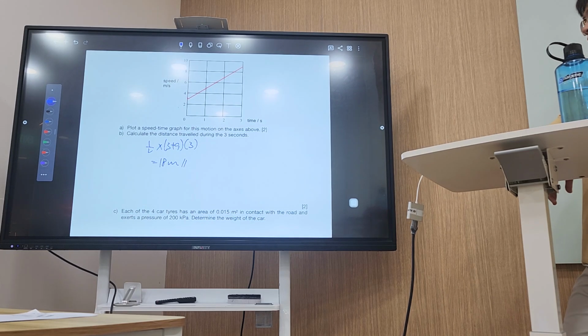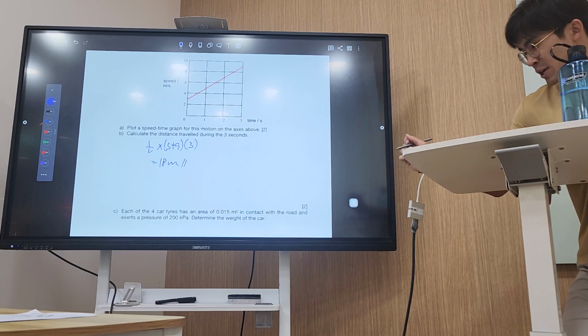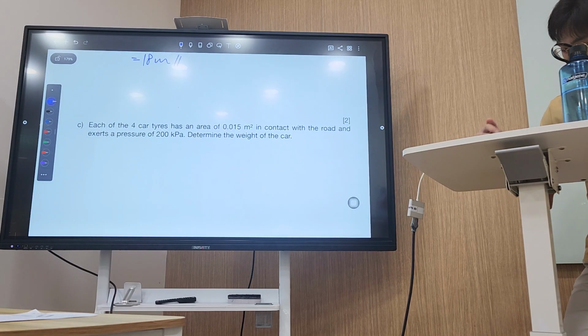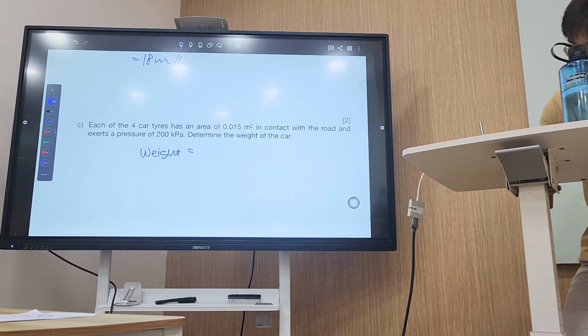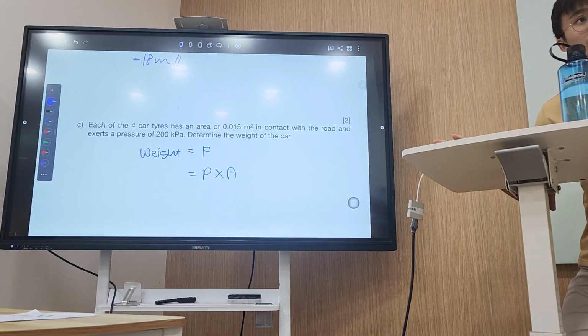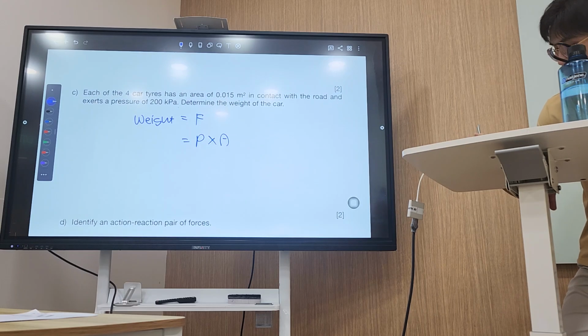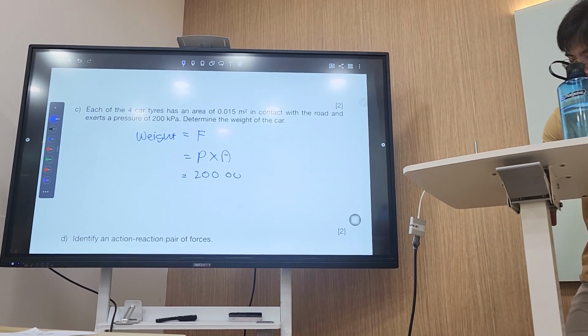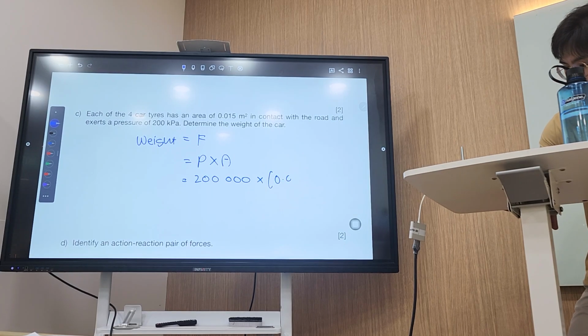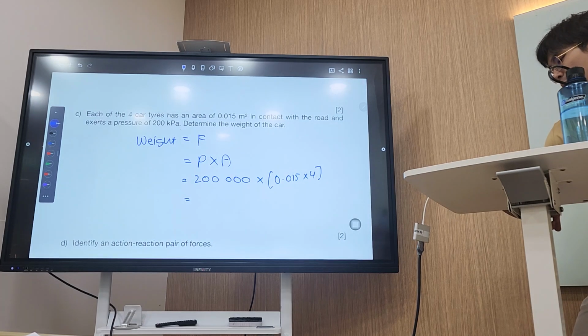Each of the 4 car tires has an area of 0.015 and exerts a pressure of 200 kilopascal. Determine the weight of the car. Your weight, aka force, is equal to pressure times area. Everybody agree with me on this? Pressure 200,000 Pascal, area 0.015 times 4 different tires, and you get your answer. 200,000 times 0.06 is 12,000. But if I times 4 here, then it doesn't matter.